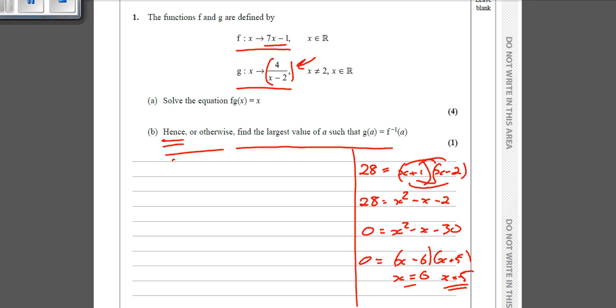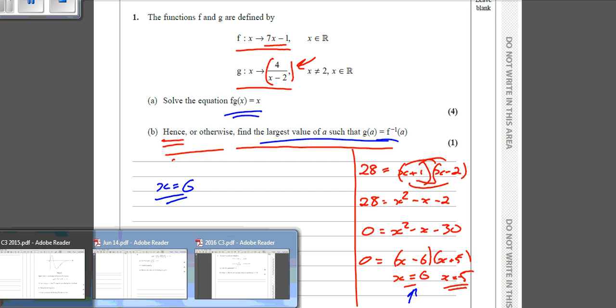So we've got to find the largest value that satisfies this, which in turn is this one. So we've got x equals 6. Okay, so that was that question. That wasn't too bad a starter question for the 2016 paper.